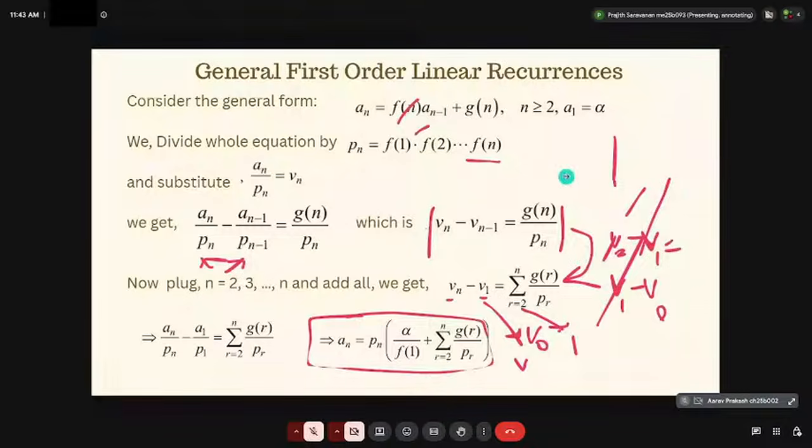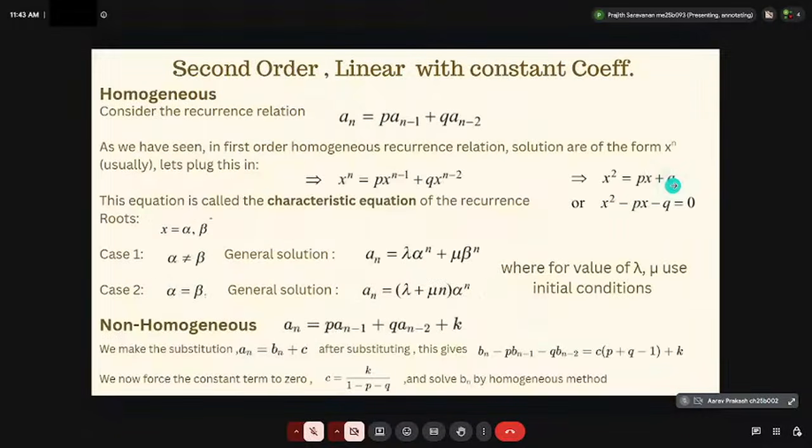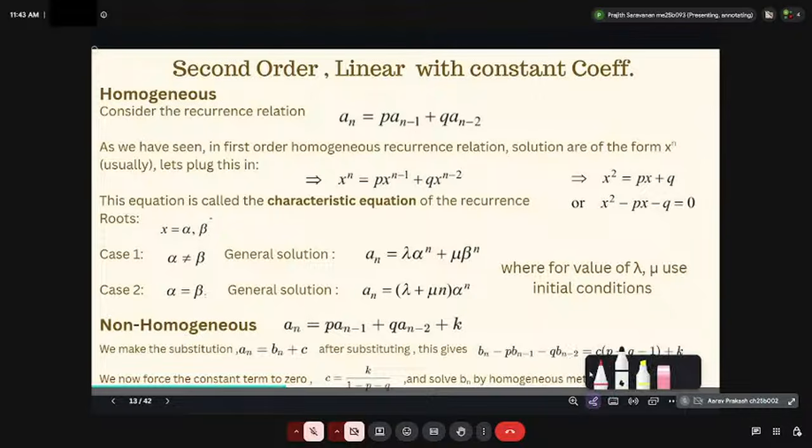Okay, so that was it for the first order linear recurrences. That covers all the types of first order: homogeneous, non-homogeneous, constants, all of it is covered. So next, let's go to second order ones. So this is a general second order recurrence.